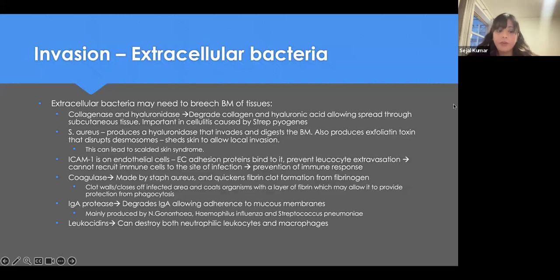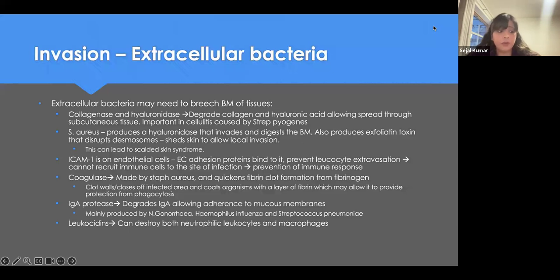And then ICAM1 is on endothelial cells. Extracellular adhesion proteins from the bacteria can bind to that and prevent leukocytes getting in, preventing extravasation. Basically, it makes it harder for the immune cells to be recruited to the site of action, preventing immune response, essentially. So everything that bacteria are doing is to A, be successful in getting to where they need to get to, and B, evade the immune system so that they can survive long enough to cause infection.